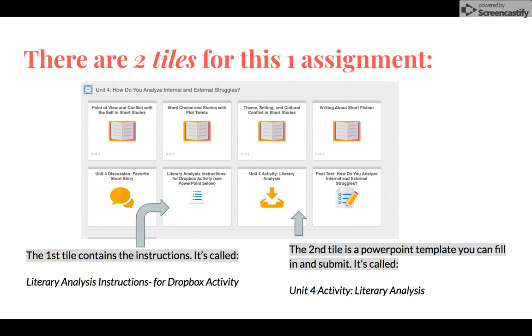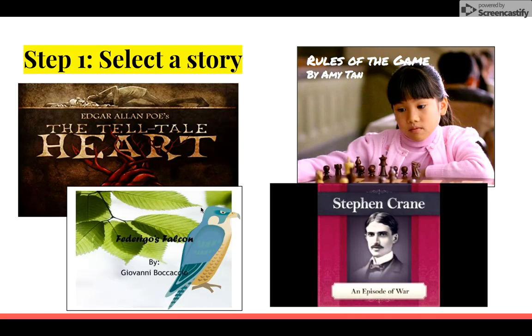There are two tiles for this assignment. One is called Literary Analysis Instructions. The other is just called Unit 4 Literary Analysis Activity. I'm going to explain the instructions to you now.